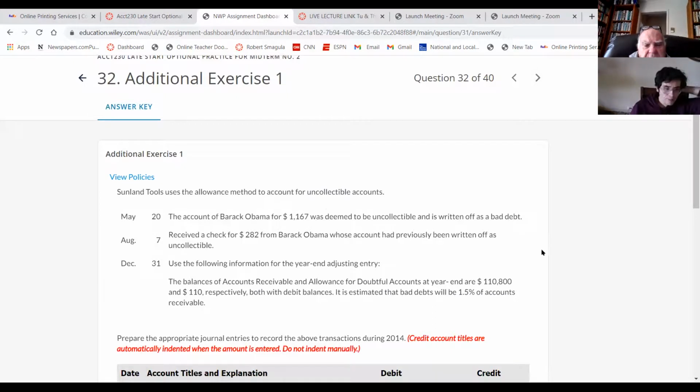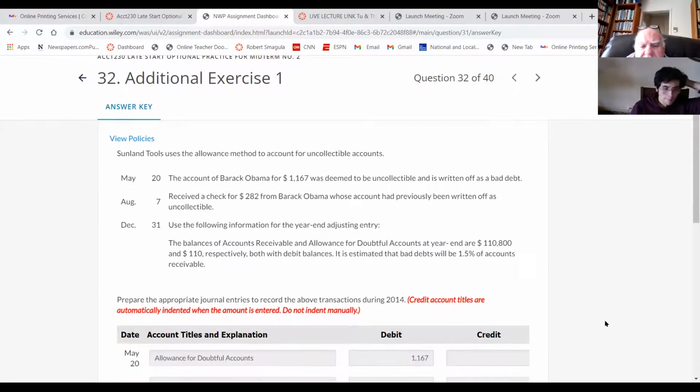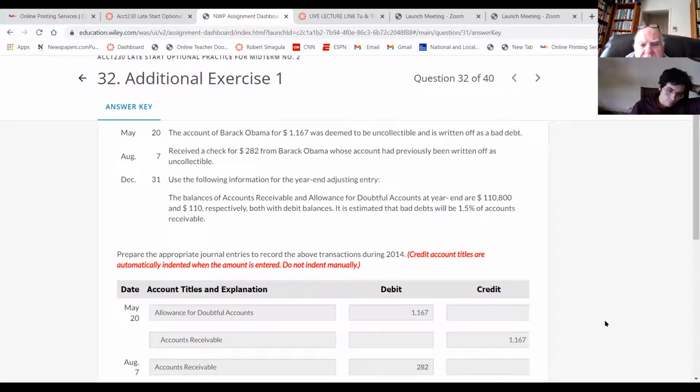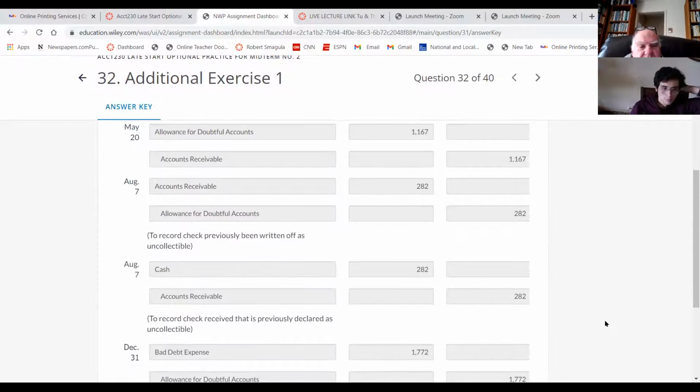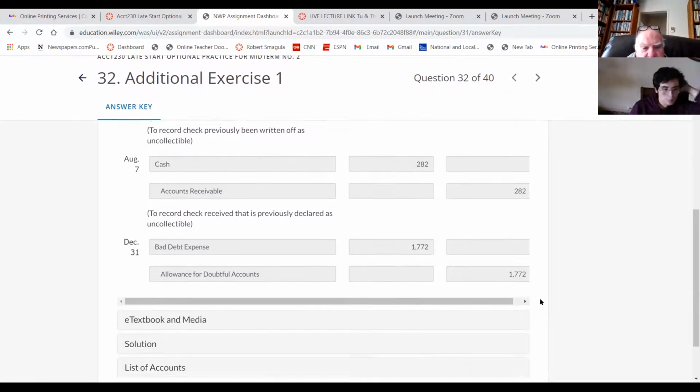Here's our allowance method. The account of Barack Obama is deemed to be uncollectible. Well, what's the journal entry for a write-off of accounts receivable? It's a debit to the allowance and a credit to accounts receivable. But then it says he later paid some of it. So we're going to debit AR and credit the allowance. Debit AR, credit the allowance. And then to record a check previously written off, there we go.